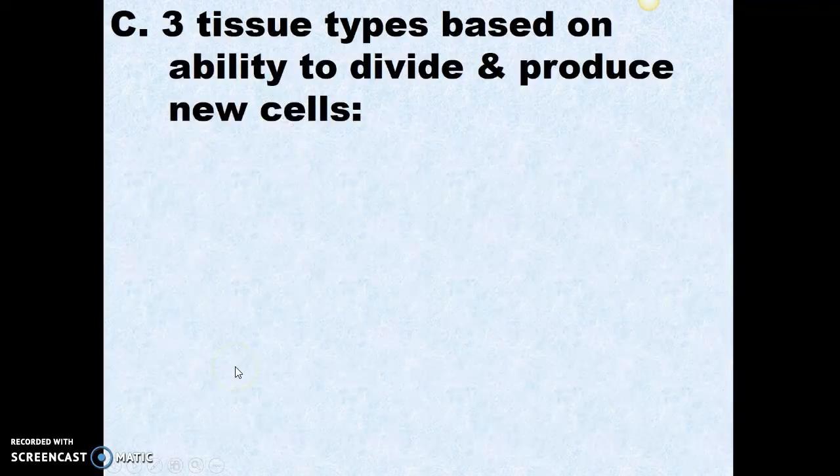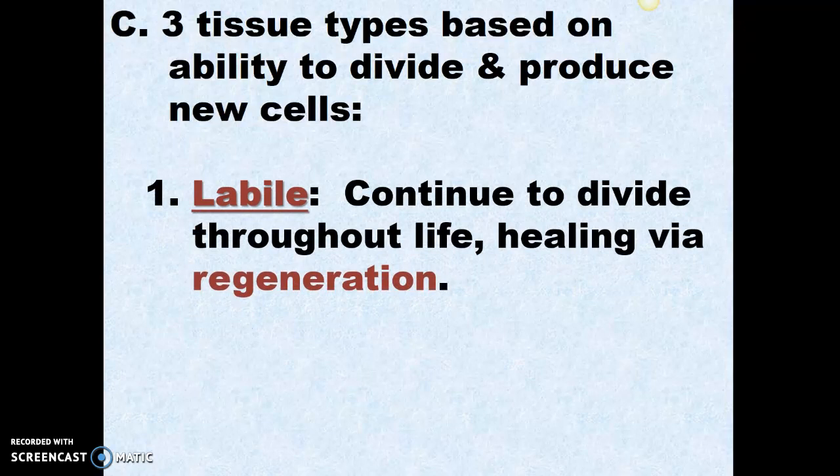Connective tissue. Three tissue types based on ability to divide and produce new cells. So your tissues vary in their ability to replace themselves, basically. You've got labile cells, which is happening with all your skin. They continue to divide nonstop. So with labile, you can think of the labia. That's epidermis tissue. It's constantly reproducing. So all your outside cells are labile, constantly reproducing. You cut them, they'll heal by regeneration.